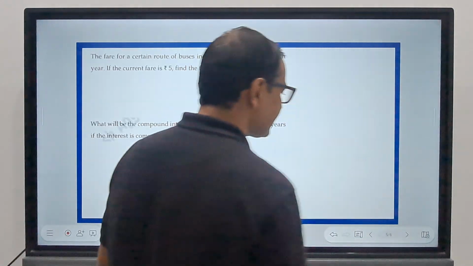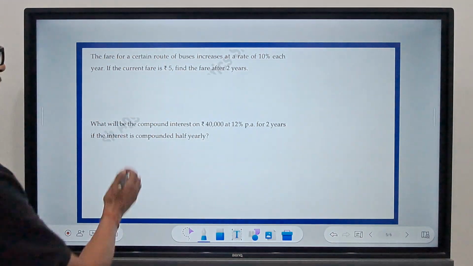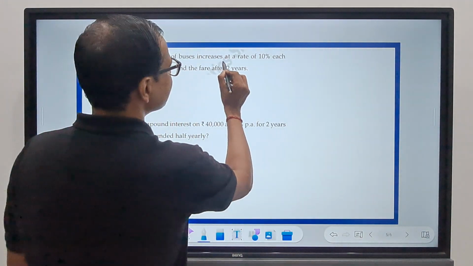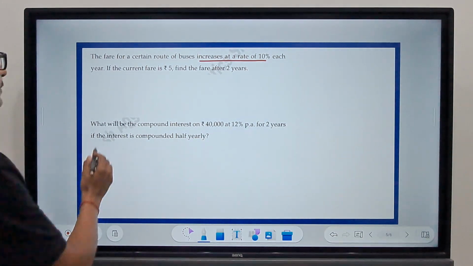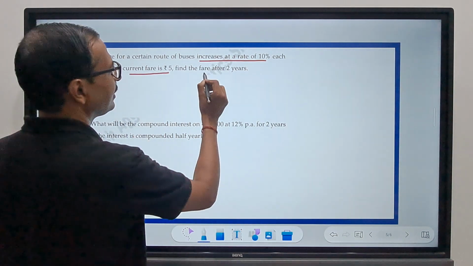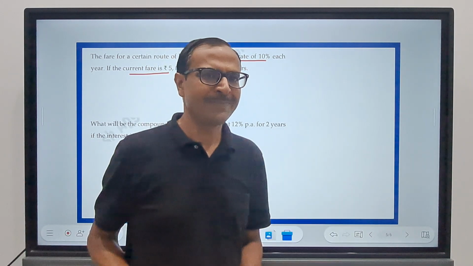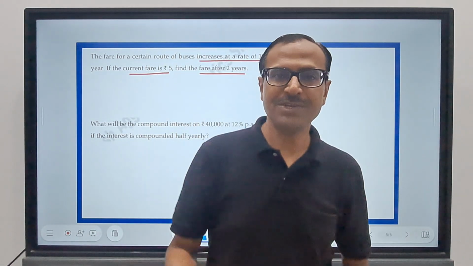Let's see 2 more questions. The fare for a certain route of buses increases at the rate of, so this is the keyword, increases at the rate of 10% each year. Current fare is 5, find the fare after 2 years. Very easy.